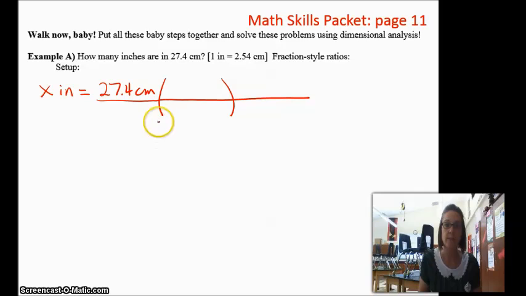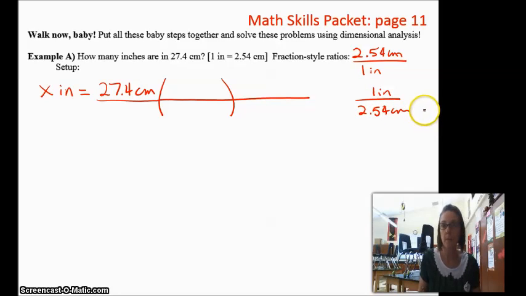The next thing I need to do is say, I need some sort of a ratio that takes me from centimeters to inches, or if I can't do it in one ratio, then I would need to put multiple ratios, getting from centimeters to something and something to inches. So on this one, I gave you that 1 inch is 2.54 centimeters. We would turn that into fraction style ratios. So we could put 2.54 centimeters on top and 1 inch in the denominator, or we could do it the other way, where 1 inch is in the numerator and 2.54 centimeters is in the denominator. Well, thinking about baby step 2, if we have a unit up here in the numerator, we would like one in the denominator to divide out and cancel.